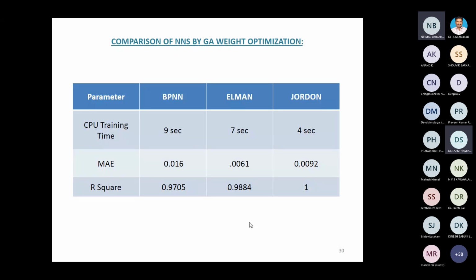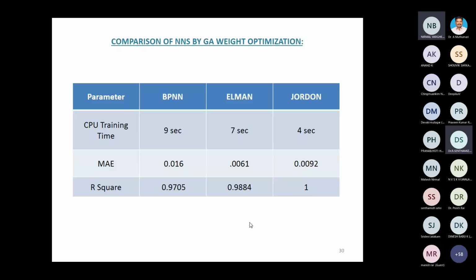And in the same Jordan network, the context layer is connected to the hidden layer. Instead of keeping the context layer in between your input and hidden, if the context layer is present in between output and hidden, then it is called an Elman network. And we will compare these to see what will be the best architecture in the final inference.